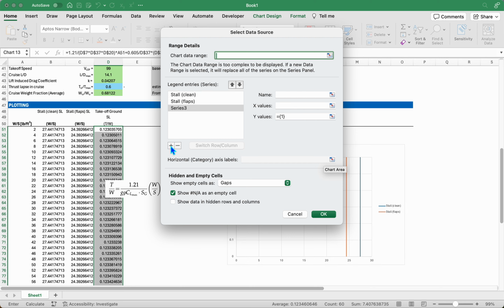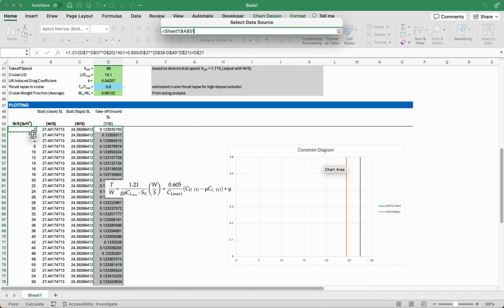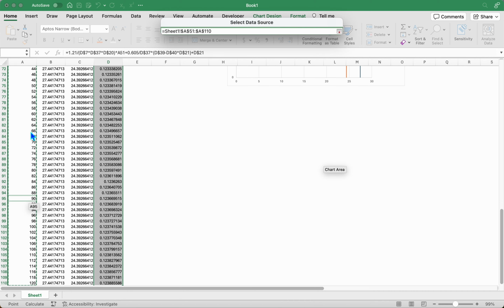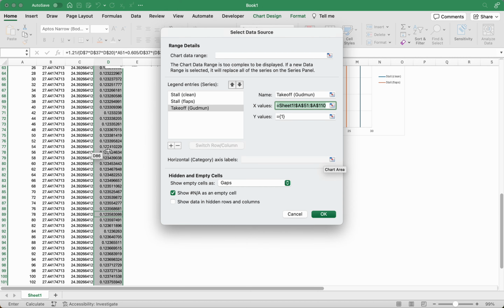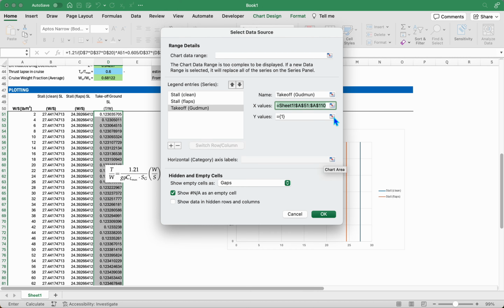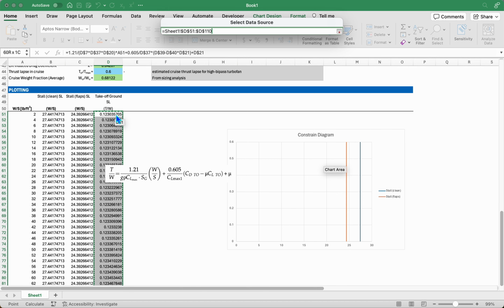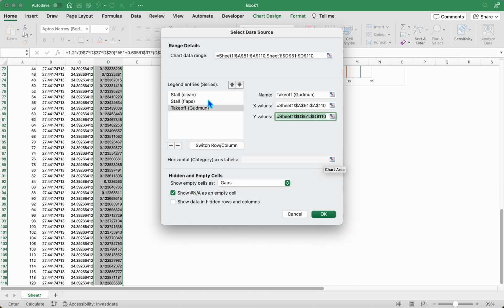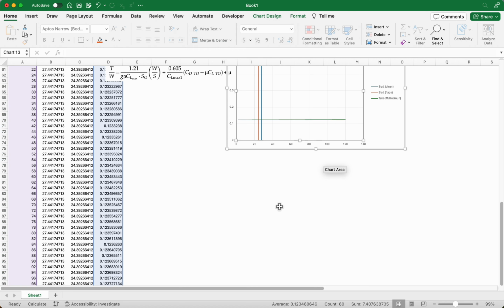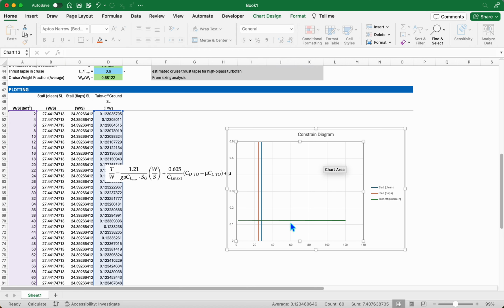Select data. I'm going to choose takeoff. And I'm going to indicate that this is Goodmanson. Let's put Goodman. Our X values are our wing loading values. I'm just hitting Command Shift and down. That's going to highlight everything. And I'll do the same thing for the Y values, or thrust weight ratio values. Control Shift down. That highlights everything. We're good to go, and we have our plot.